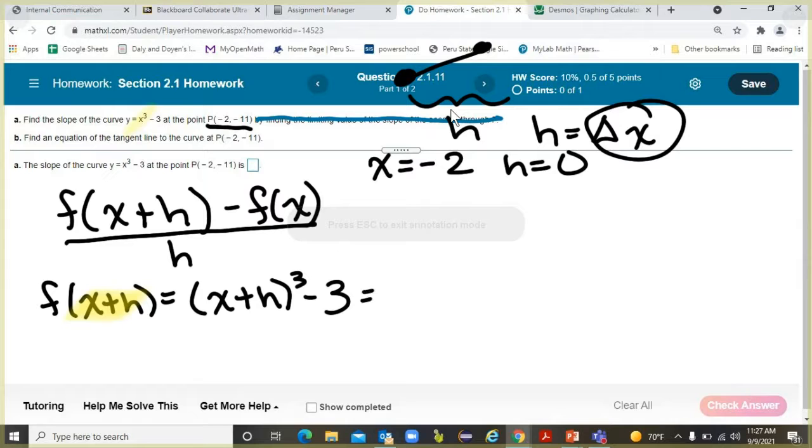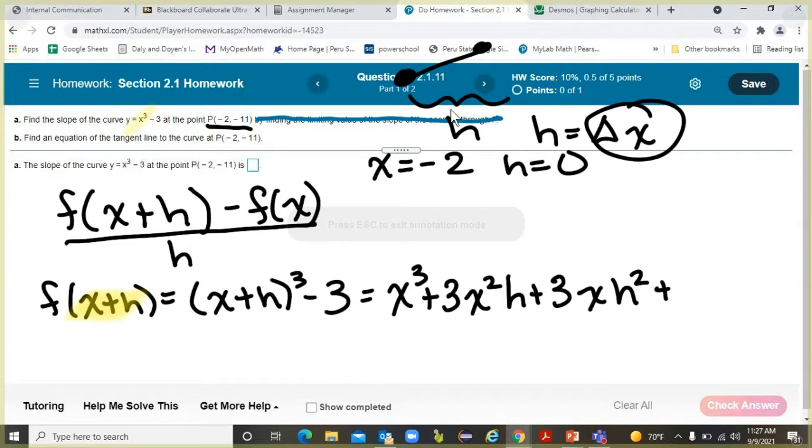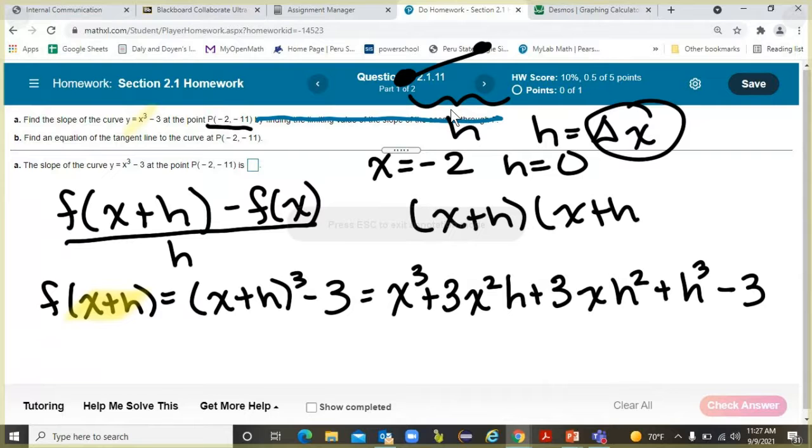So when you cube a binomial, you can FOIL this out if you'd like, but it does end up being x cubed plus 3x squared h, 3x h squared, and the h cubed. And then we have the minus 3 at the end. So this is x plus h times x plus h times x plus h, if you work that out. All right, so that's what it would look like.